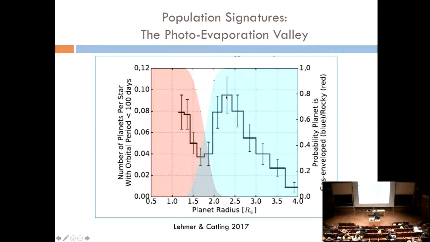And then there's this big dip. And then there's another rise at around 1. And this dip right here, as Lemmer and Kettling have done a very nice job of showing, is because of this process of photoevaporation. There's kind of an instability in the process such that if you're a planet here, you're going to completely remove your atmosphere and end up with just a very thin atmosphere. Whereas if you're over here, you'll retain your atmosphere.